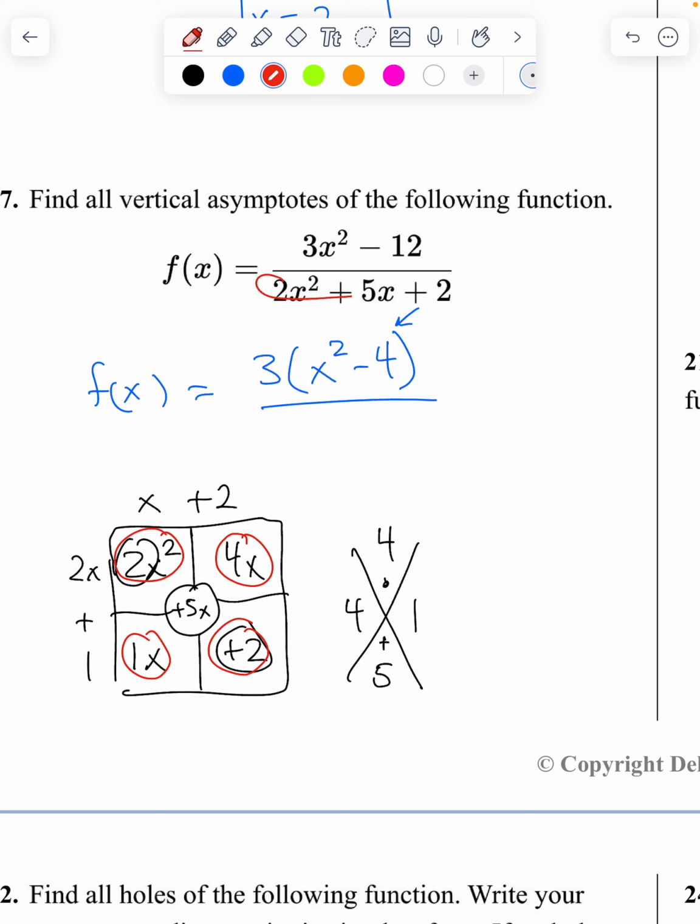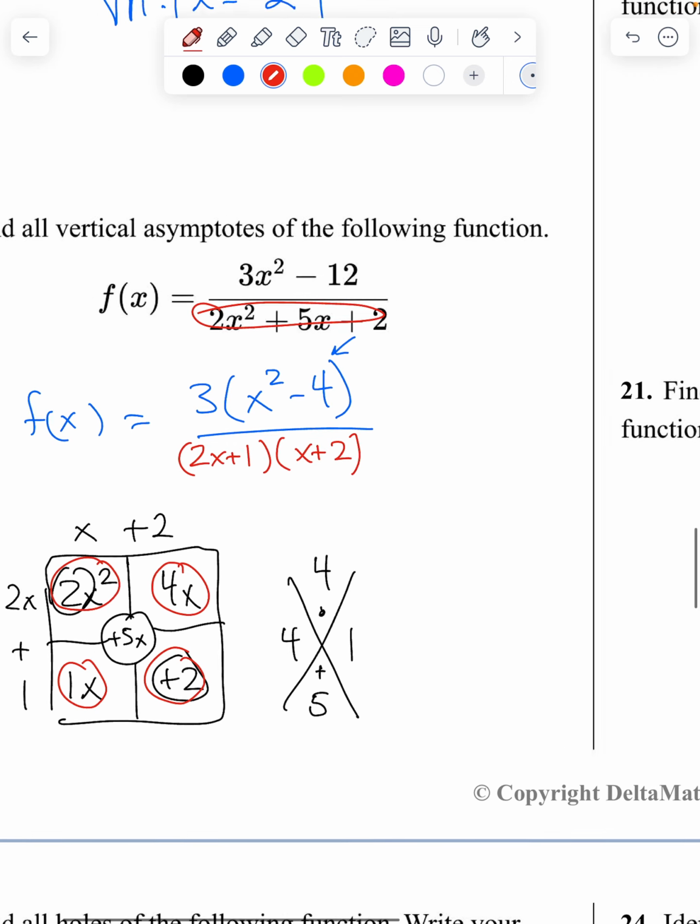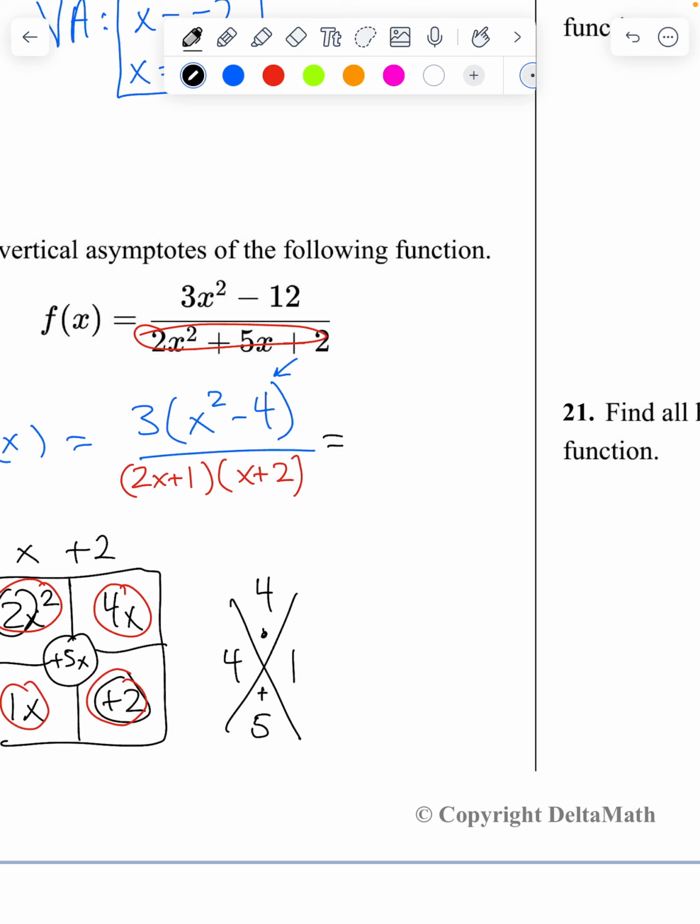So I could write this bottom part factored as 2x plus 1 and then x plus 2. Now, I'm going to factor that top part out just a little bit more, and I'm going to get x plus 2, x minus 2, and that's using that difference of squares. And then if I look at the bottom, I still have that 2x plus 1 just copying down. But now I realize that these two actually cancel. So that's a hole. The only part that's on the bottom that doesn't cancel is this part right here.